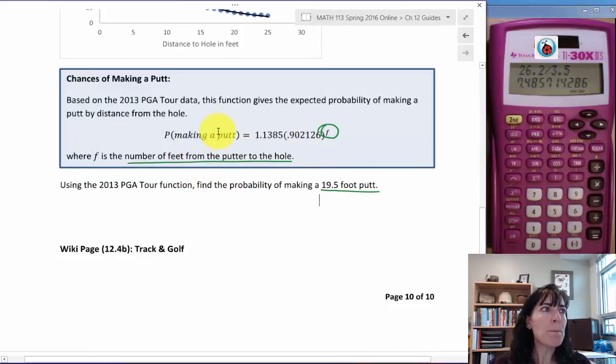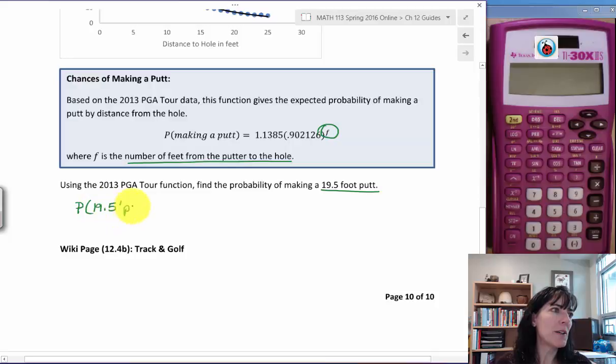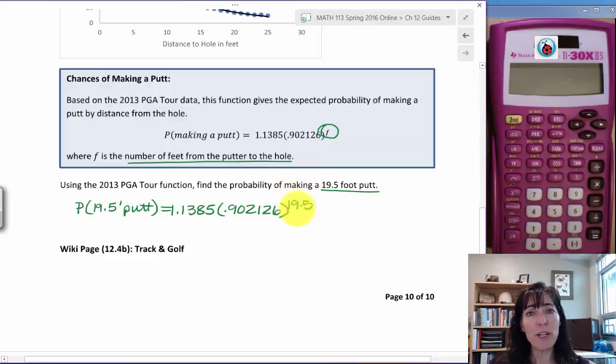So I can get two estimates that way, but using this formula, I can get an even closer number. And so I'll put in the probability of a 19.5 foot putt is going to be 1.1385 times 0.902126 raised to the 19.5. Now, think about the order of operations, because that definitely makes a difference here. We can't multiply before we handle the exponent. That's our rule. So we have to do this part first. We have to take that exponent first. And as long as you do that, the rest of the formula is cake.